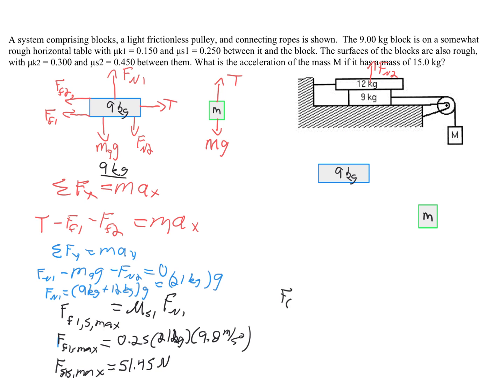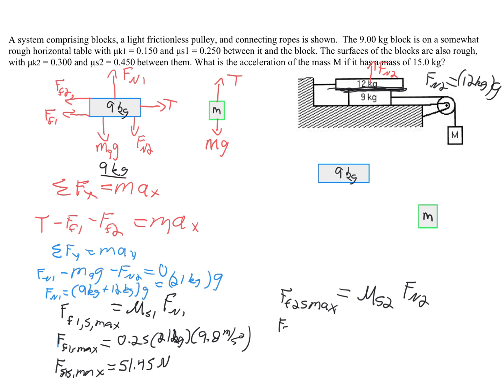Now similarly, we'd have to do the same thing for the second box. So the force of friction 2 static max is going to be equal to mu S2 times Fn2. Now Fn2 again is the normal force at this interface between the two blocks, and you can find this by doing the sum of the forces on the 12 kilogram block, but it's just going to be equal to the weight of that 12 kilogram block.